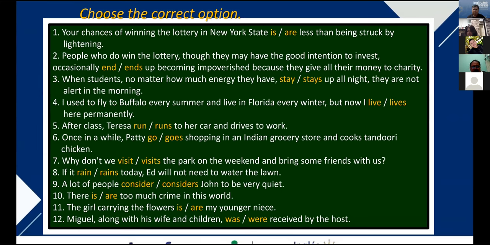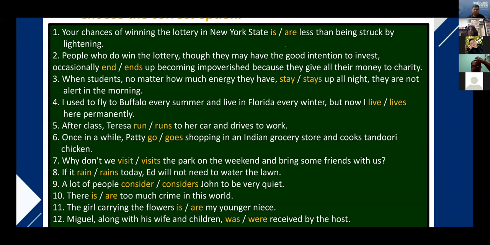Okay, so number one, R, okay? Number two, people who do win the lottery, so they may have the good intention to invest occasionally and else, becomes impoverished because they give all their money to charity. For me, ends up. Ends up. Me. What do you think?